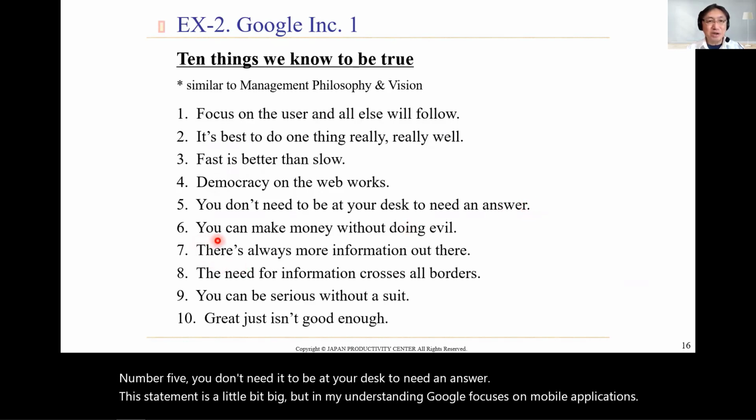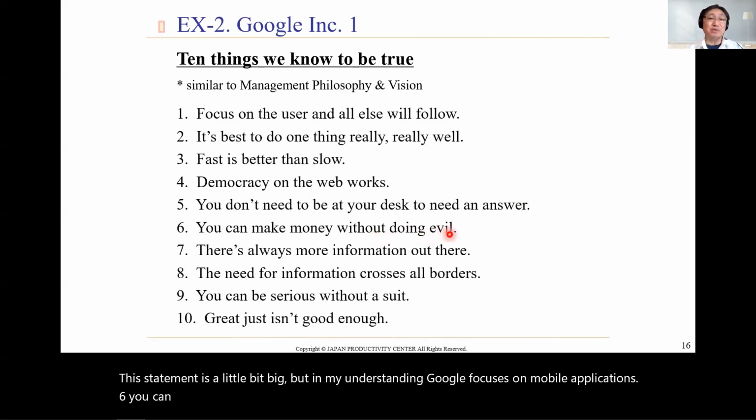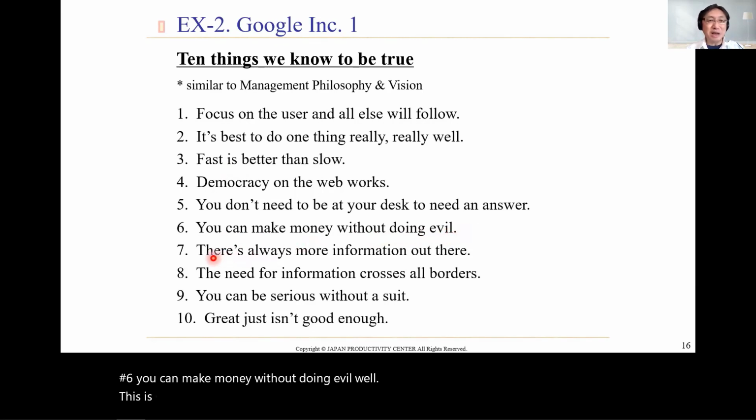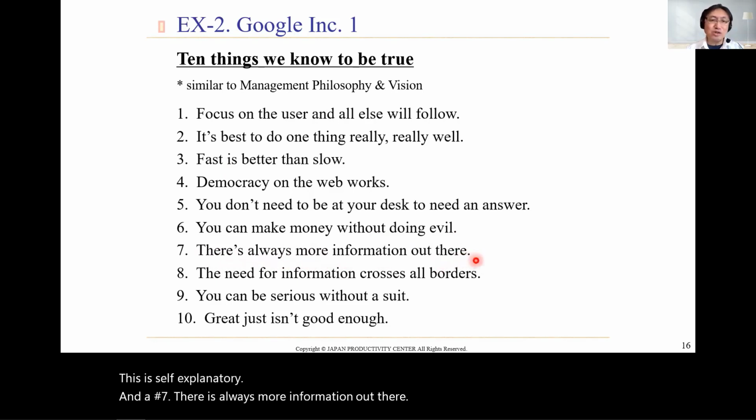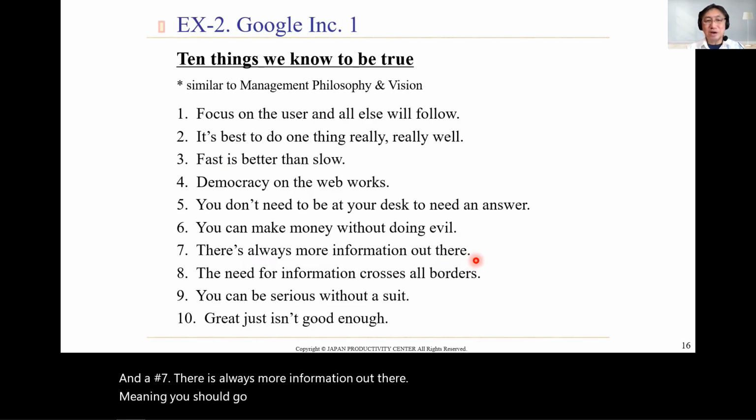Number 6, you can make money without doing evil. Well, this is self-explanatory. And then number 7, there is always more information out there, meaning you should go out of the company and do not stay in the company. And you can find many important information out of the company.